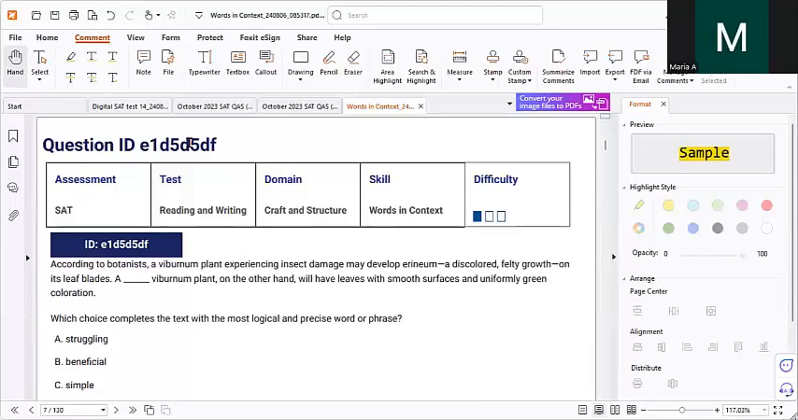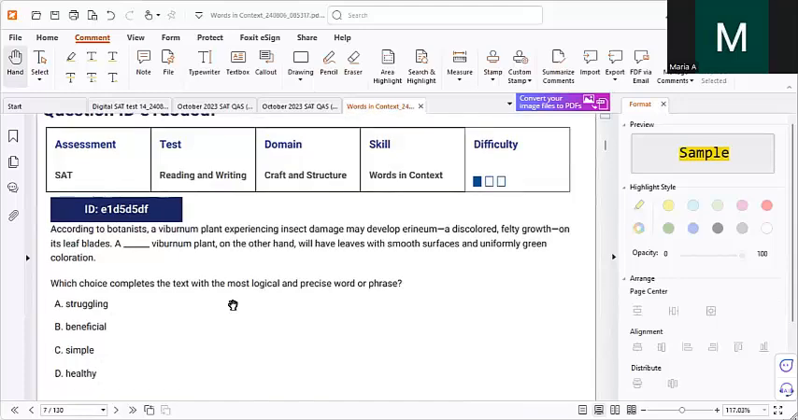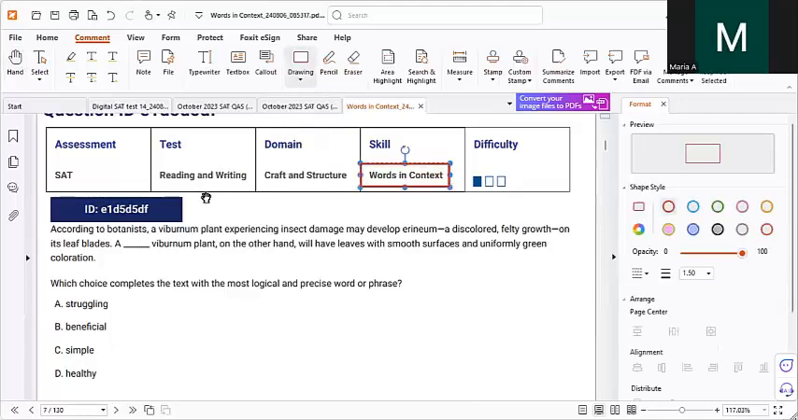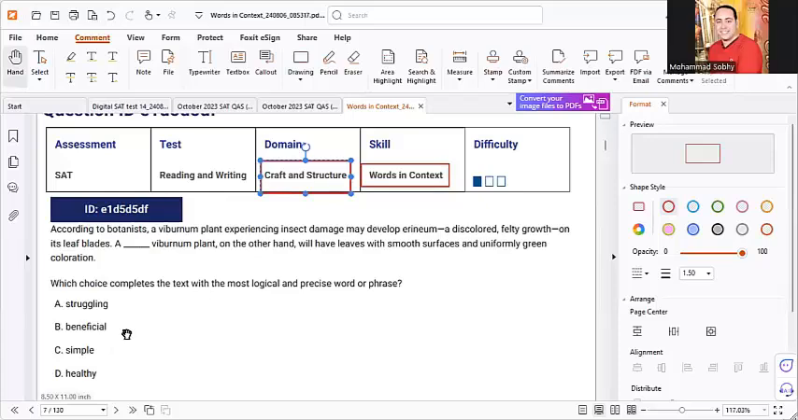According to botanists, a viburnum plant experiencing insect damage may develop erinium, a discolored felty growth, on its leaf blades. A blank plant, on the other hand, will have leaves with smooth surfaces and uniformly green coloration. Okay, is it struggling, beneficial, simple, or healthy? Which one do you think? Which word? Wait a second.